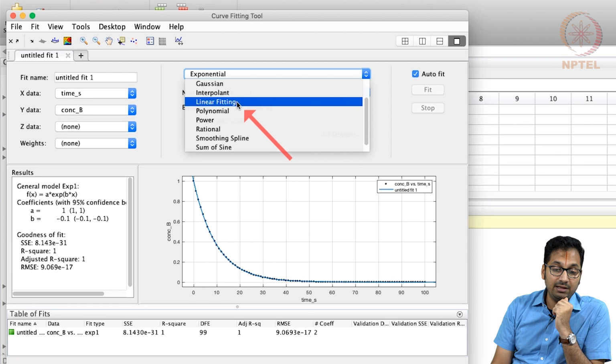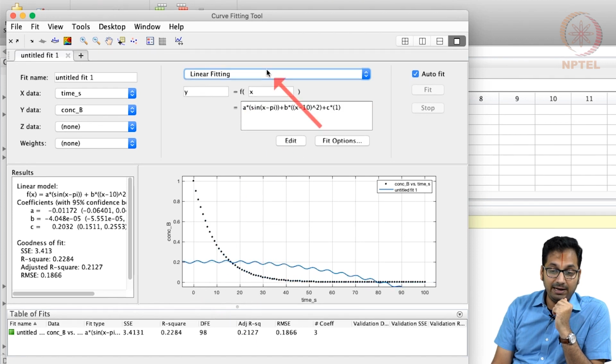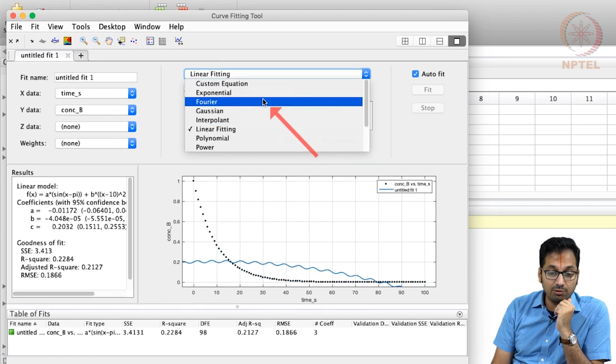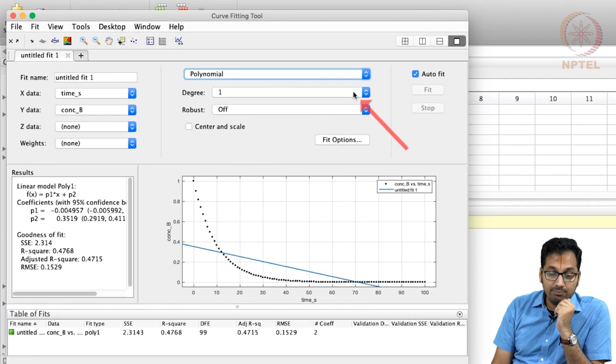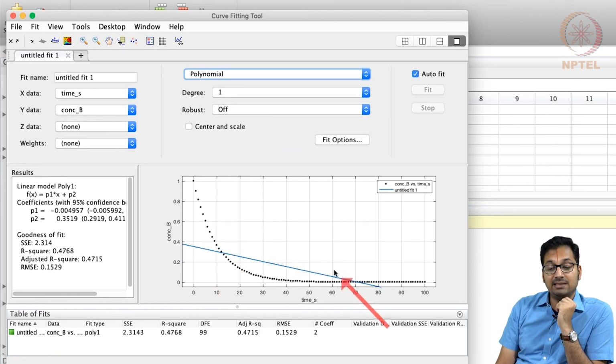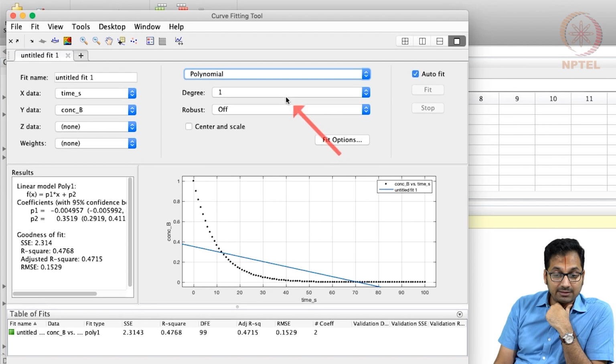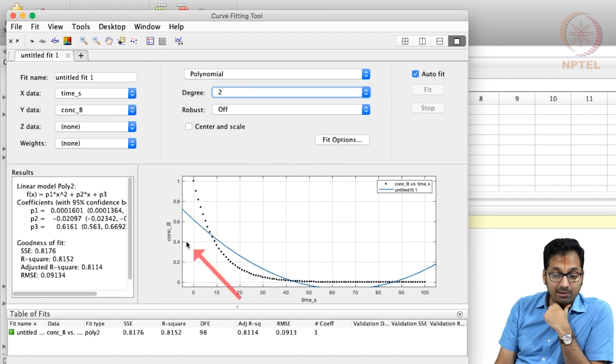You can do a simple linear fit and see that the fitting is bad. Actually, this is not even a linear fit. Let's go to polynomial, and then let's say degree of polynomial is 1. You realize that the fit is extremely poor. Let's try to see how a second order polynomial works.